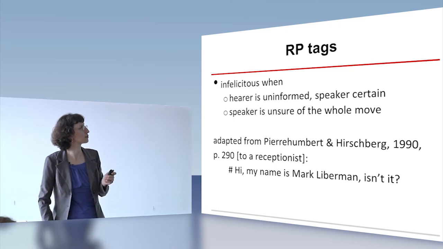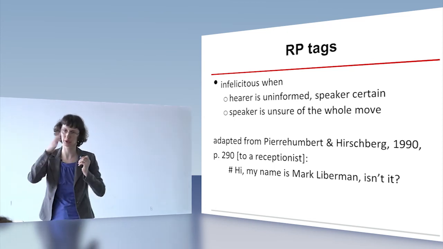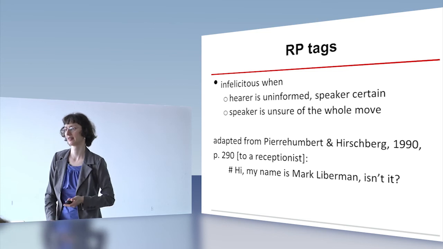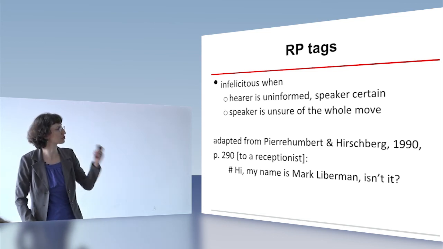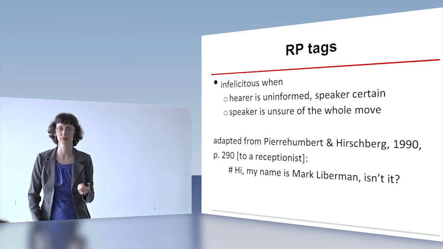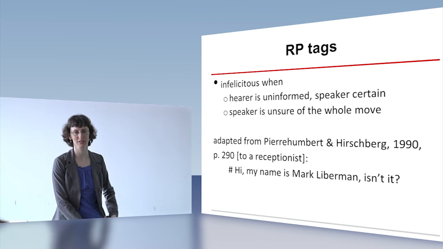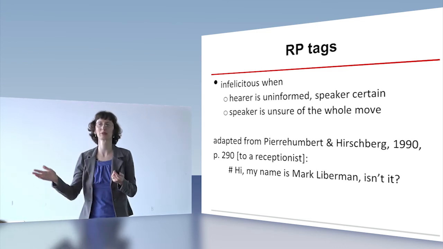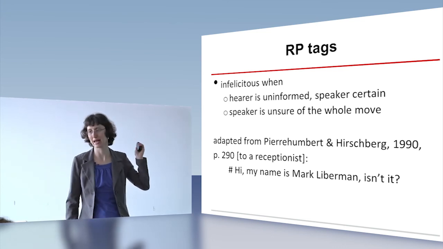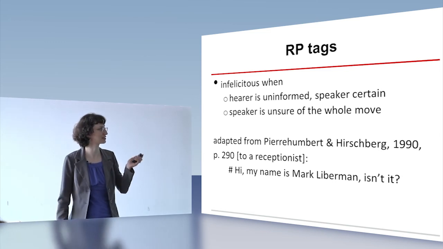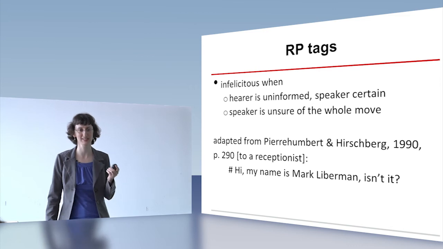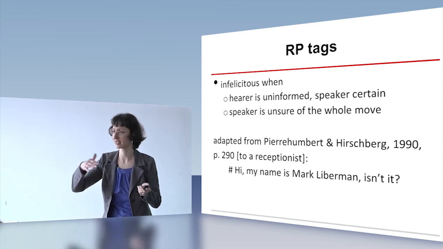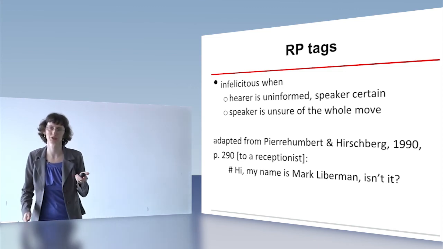It's also infelicitous when it's truly metalinguistic. I've been using this word metalinguistic move a little bit too freely. RP tags and ba actually are not truly metalinguistic. When you are absolutely sure about the content and you're just unsure whether your move is relevant, or whether that's the information the hearer is looking for, or whether you're pronouncing words correctly, any other metalinguistic issue that has nothing to do with the content, these things are bad. So you can't say, hi, my name is Mark Lieberman, isn't it? To modify a classic example of a rising declarative, which was perfectly fine. You can say, my name is Mark Lieberman, when you're approaching a receptionist and you're not sure that's the way she wants to identify you.